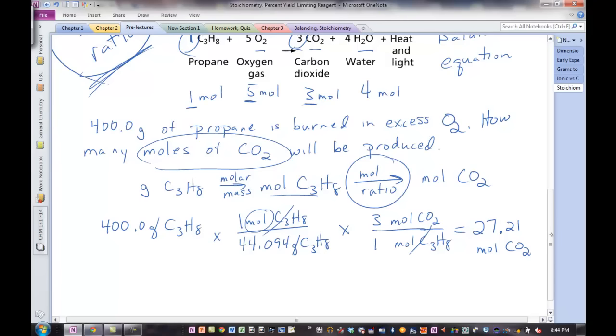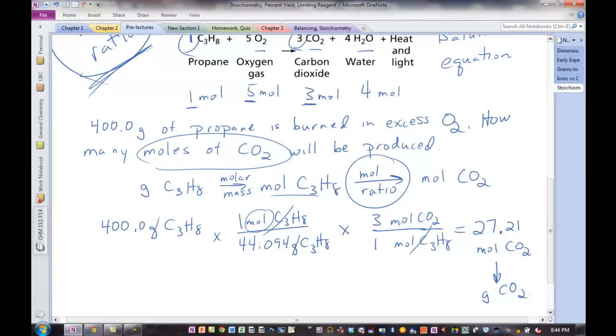I said let's stop at moles. But what would we do if we were asked for grams of CO2? Does that cause any problems? Shouldn't. We know how to go from moles to grams, correct? Yeah. What do we need? Molar mass. You get the idea. So you have to read the problem. Not every stoichiometry problem is the same.